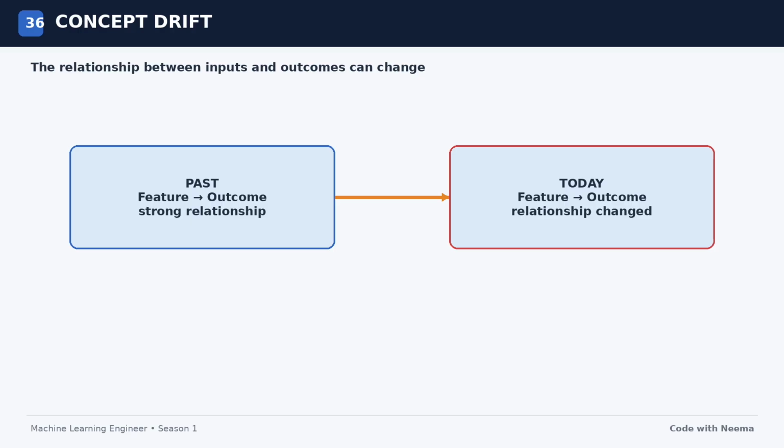Another important concept is concept drift. Here the relationship between the input and target itself changes. For example, customer behavior could change because of a new competitor, new pricing, a new product, or a major market event. The patterns the model learned previously may no longer represent today's reality.